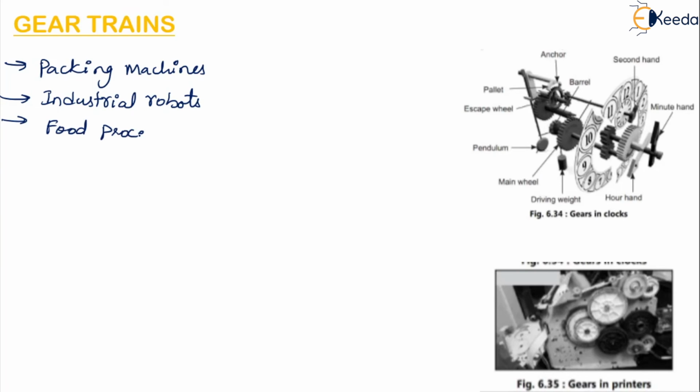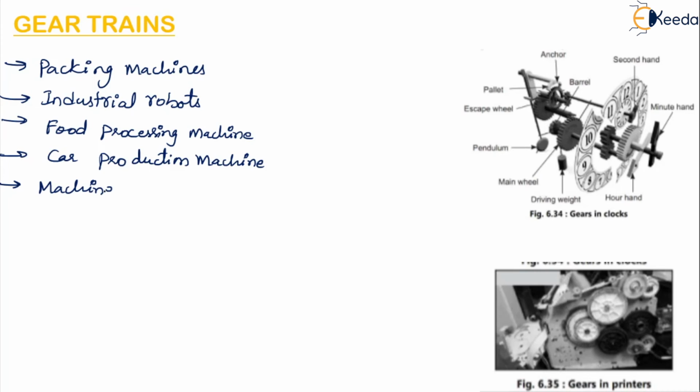Then they are used in packaging machines. They are used in industrial robots. They are used in food processing machines. They are used in car production machines. Then machine tool industries also use gear trains. Then in material handling also gear trains are used. Then in printing machines.